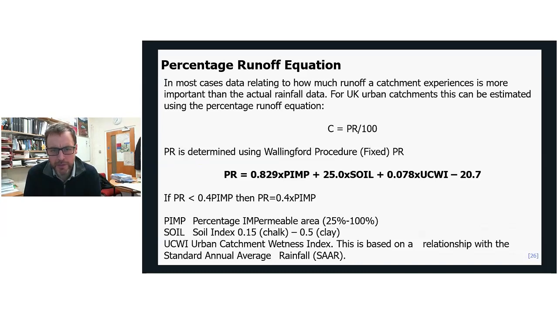For UK catchments, this can be done using the percentage runoff equation. The runoff coefficient is percentage runoff divided by 100, and PR is defined using the equation through the middle there. PIMP is the percentage impermeable, SOIL is the soil index, so you're going from high infiltration rates through to low, and UCWI is the urban catchment wetness index, which is basically a measure of how wet the catchment is.